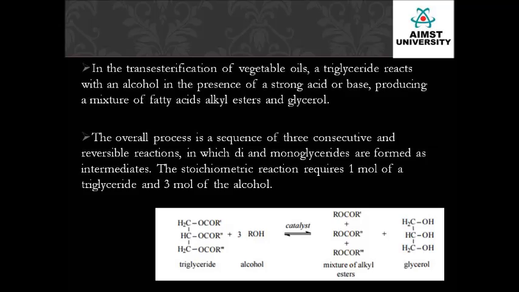The overall process is a sequence of 3 consecutive reversible reactions in which di- and monoglycerides are formed as intermediates. The stoichiometric reaction requires 1 mole of triglyceride and 3 moles of alcohol. However, an excess of alcohol is used to increase the yields of alkyl esters and to allow its phase separation from glycerol formed. Several other aspects, including the type of catalyst, alcohol to vegetable oil molar ratio, temperature, purity of the reactants, mainly the water content and free fatty acid content, have an influence on the course of the transesterification reaction.